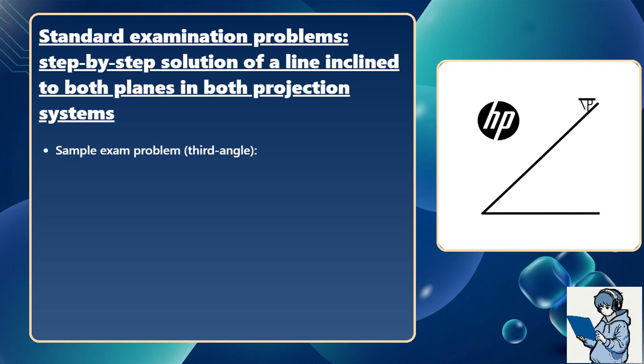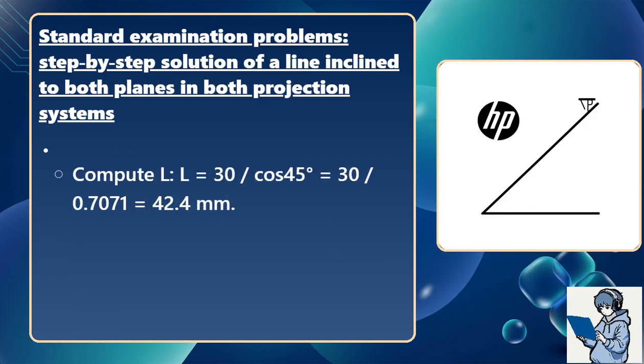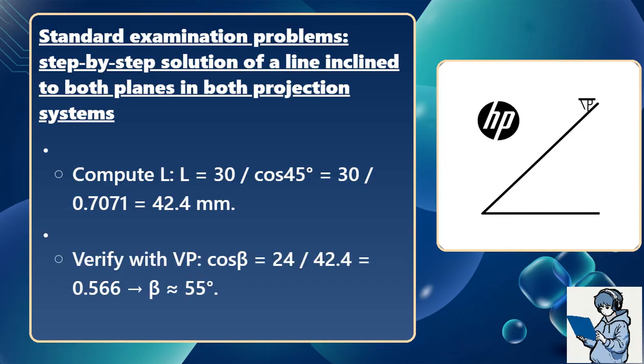Sample exam problem: third angle. Number 1. A line has projections: AB equals 30 millimeters on the horizontal plane and CD equals 24 millimeters on the vertical plane. The angle with the horizontal plane is alpha equals 45 degrees. Find the true length and draw the auxiliary view. Compute L. L equals 30 divided by cos 45 degrees equals 30 divided by 0.7071 equals 42.4 millimeters. Verify with the vertical plane. Cos beta equals 24 divided by 42.4 equals 0.566. Therefore, beta is approximately 55 degrees.